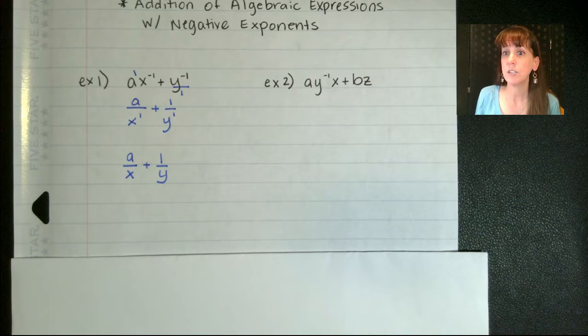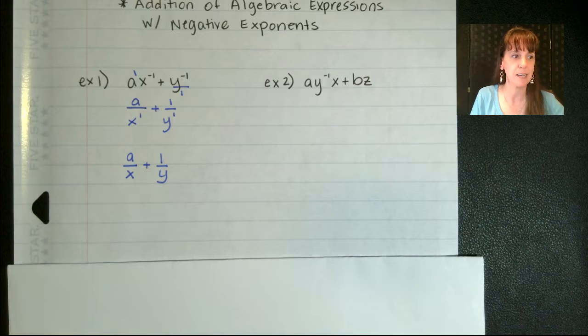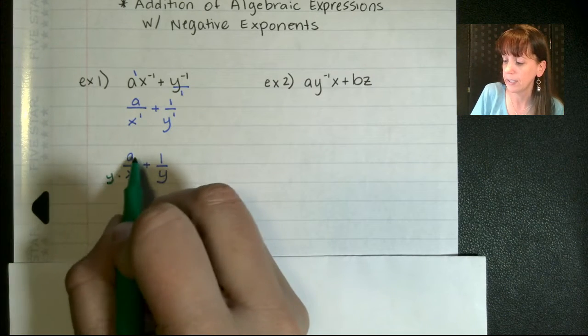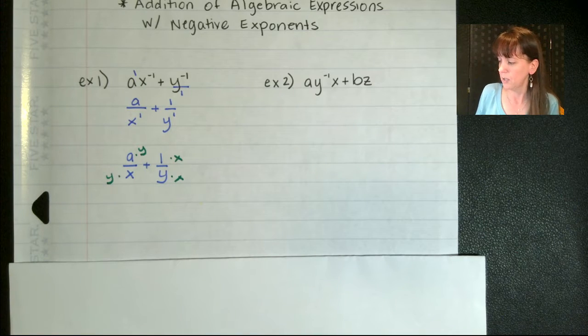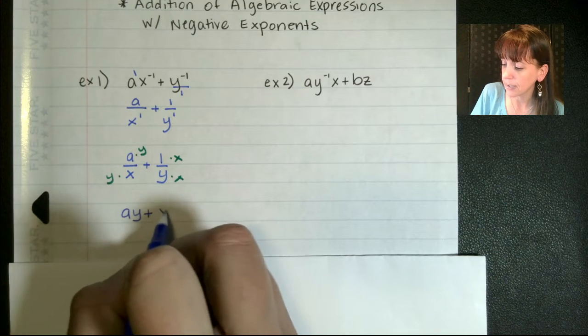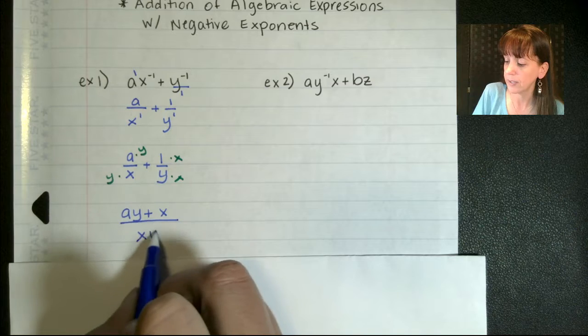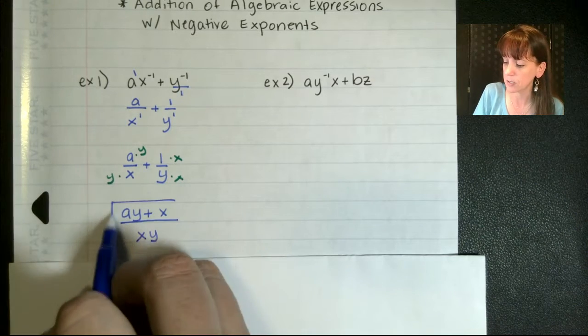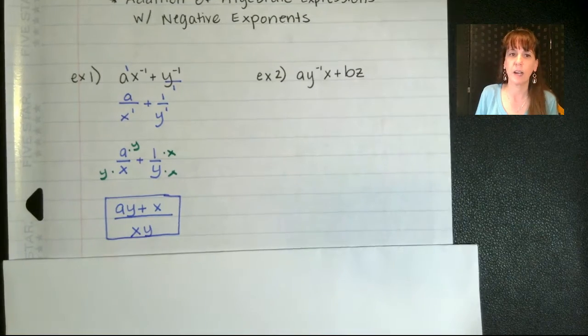Okay, so now we need to find a common denominator. Now our common denominator is going to be x times y. So over here I need to multiply by y times y, and over here I need to multiply by x times x. So that gives me ay plus x over xy, just like that. So that would be my solution there, or not my solution, that is, I've simplified that.